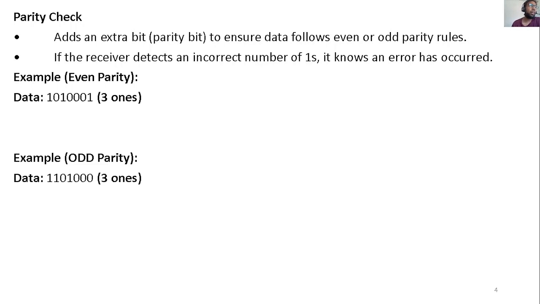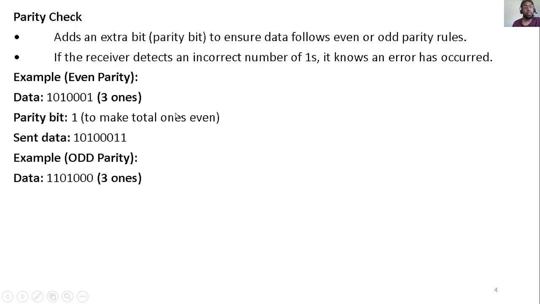Now suppose we have even parity between the sender and the receiver. So assume this is the data 101 0001. These are 7 bits. So there are 3 ones in it. Suppose we are using even parity, then our parity bit should be what? 1, because if we add the parity bit as 1, then as the agreed parity is even, the total number of ones will become even. So this is how this will work.